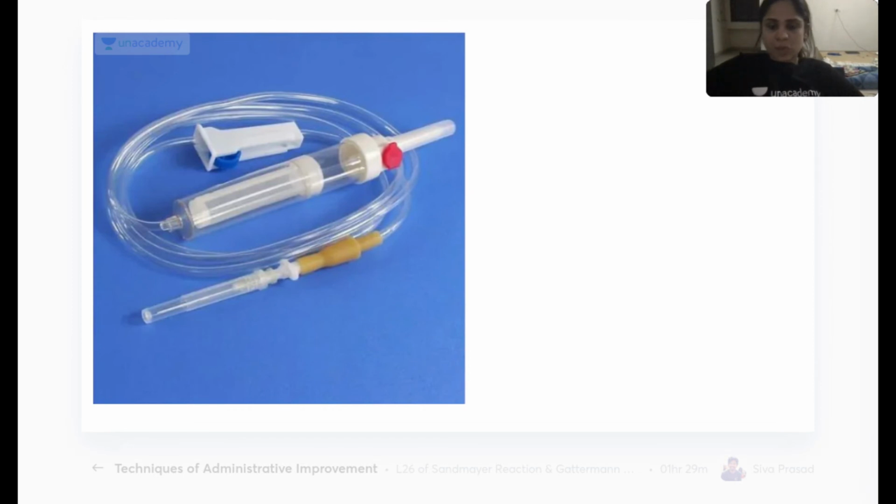IV set, are you sure it is an intravenous set? Very good, Dr. Kamal. So this is a blood transfusion set. Can anyone tell me the name of this chamber that is present over here? This chamber where you see the drops coming, what is the name of this chamber?